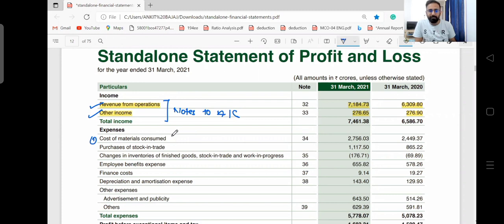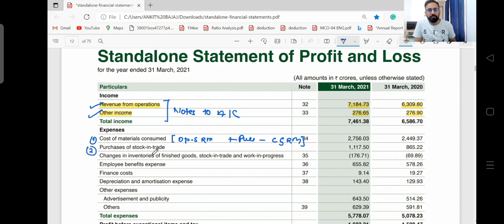I have already told you the formula for cost of material consumed. The formula is opening stock of raw material plus purchases minus closing stock of raw material, right? I have given you the logic of why the company adds opening stock and why it reduces closing stock. We have already seen this when we were doing the Pune Bakery example. Again, I will tell you this concept. Just wait for a few minutes.